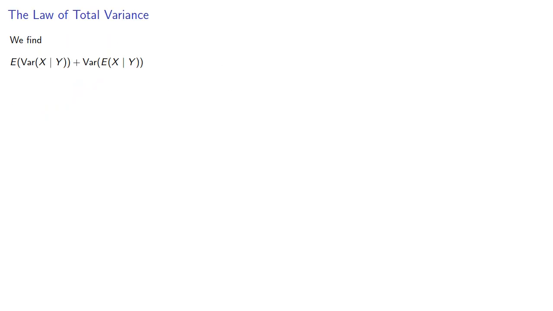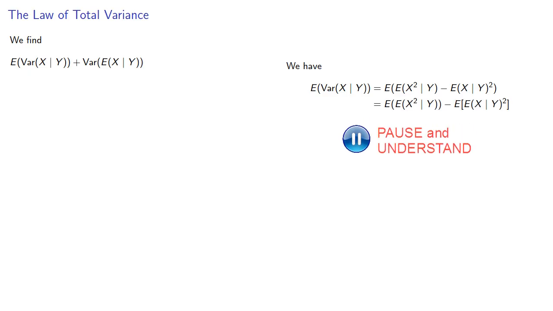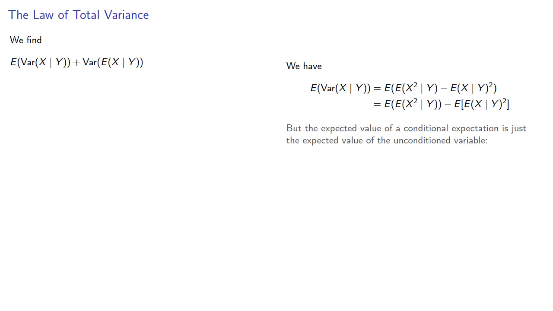So first, the expected value of the variance. Remember, the variance is the expected value of the square minus the square of the expected value. And since expected value is linear, we can break that apart. But the expected value of a conditional expectation is just the expected value of the unconditioned variable.